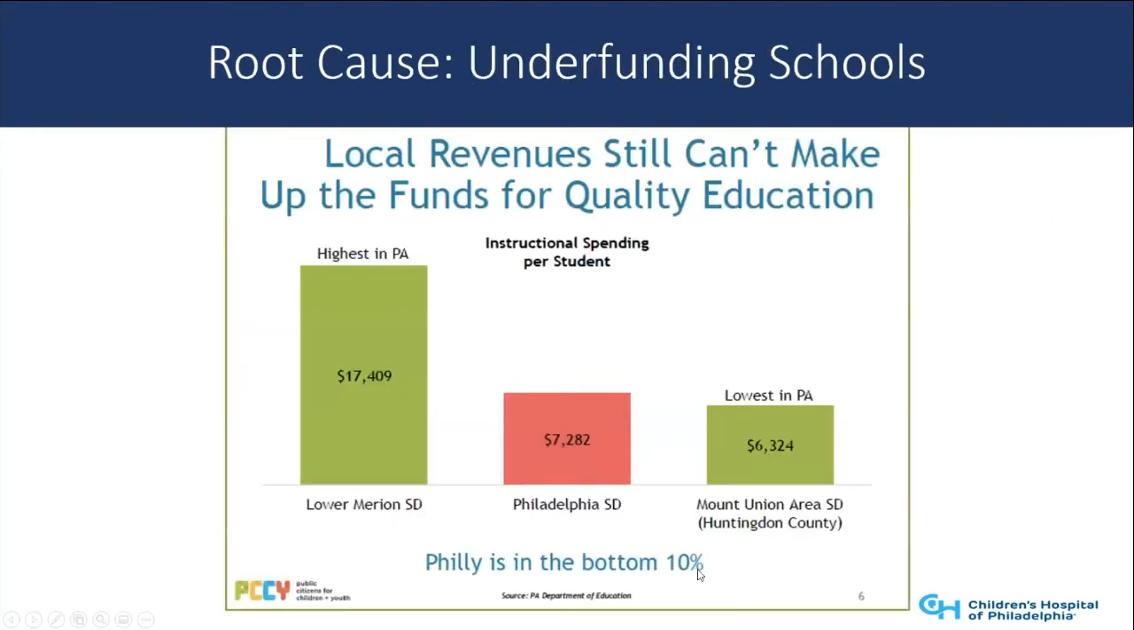And then we can't forget education, right? That was on our list. And if you look at, for example, Lower Merion, Lower Merion has 2.5 times more spent per student on children than children in Philadelphia.